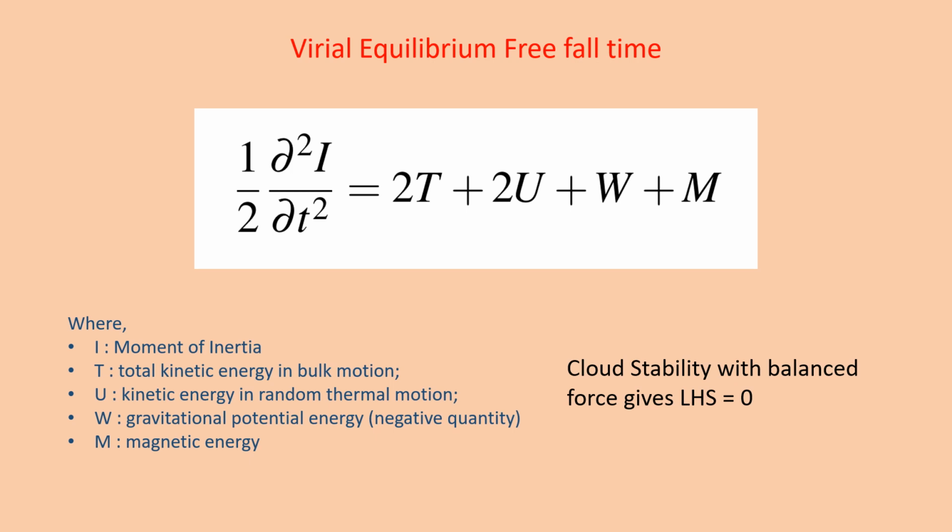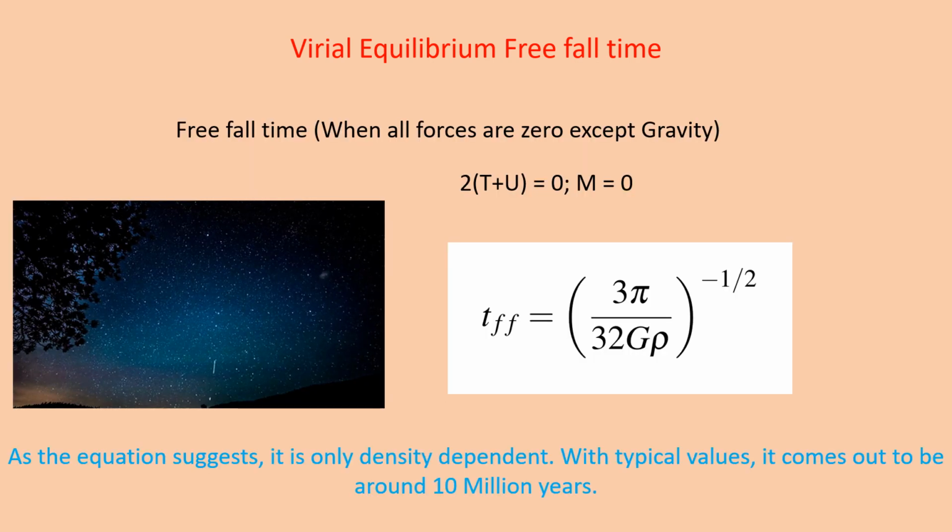So now, moving towards our first condition, which is 2 into T plus U equals 0 and M equals 0. By substituting this value in our initial equation, we get the free fall time, which equals (3 pi upon 32 G rho) to the power half. Here G and pi are constants, so this whole value depends on the density rho of the molecular cloud. As per the relation, if the density of the molecular cloud is more, then the time taken by the cloud to free fall in itself is less.